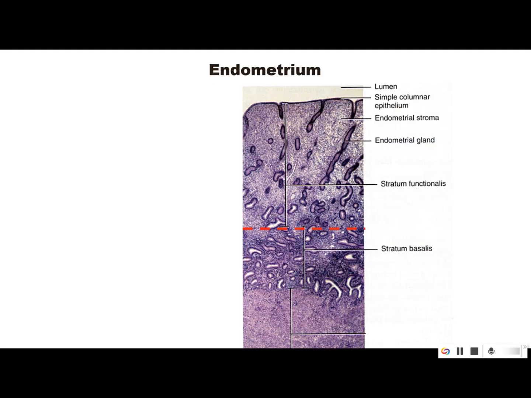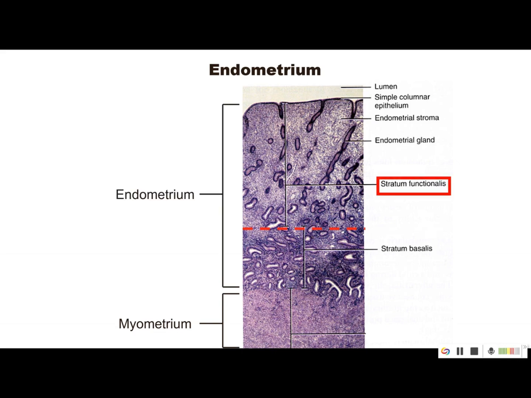The uterus is made up of an external smooth muscle layer known as the myometrium and an internal mucosal layer known as the endometrium. The endometrium has two layers, the stratum functionalis, or the functional layer, and the stratum basalis, or the basal layer. The functional layer is the superficial 2/3 of the endometrium that proliferates, secretes, and then sheds during the menstrual cycle in the absence of pregnancy.